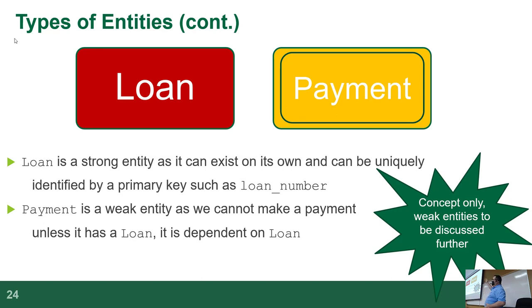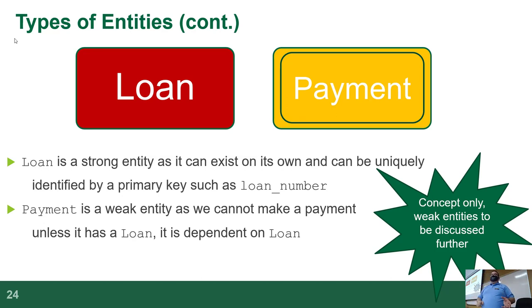So, back to the strong and the weak entities. A loan is a strong entity. You borrowed money from someone, hopefully from a legitimate place. Legitimate places don't tend to break your knees. A loan is a strong entity. It can exist on its own. It's in the system. The loan is attached to you, yes, but it's able to exist by itself.